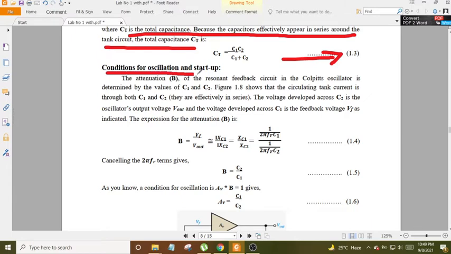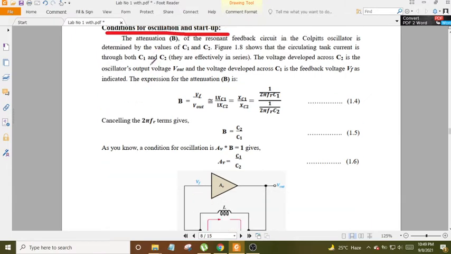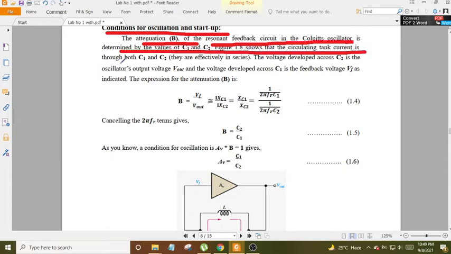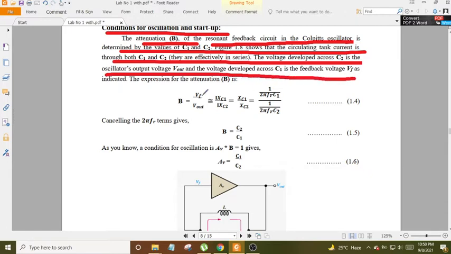Conditions for oscillation and startup. The attenuation B of the resonant feedback circuit in the Colpitts oscillator is determined by the values of C1 and C2. Figure 1.8 shows that the circulating tank current is through both C1 and C2, so they are effectively in series. The voltage developed across C2 is the oscillator's output voltage V_out, and the voltage developed across C1 is the feedback voltage V_f, as indicated.